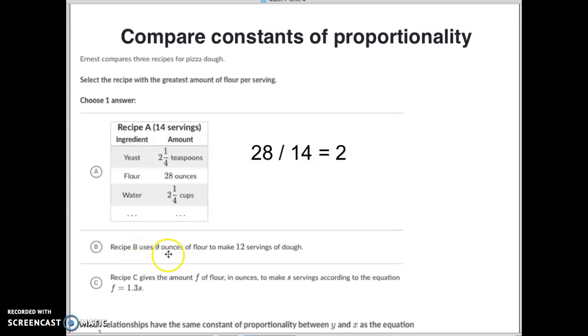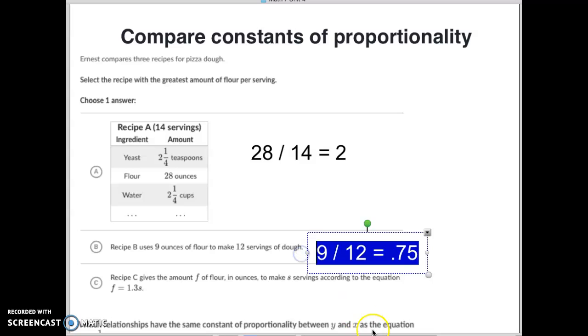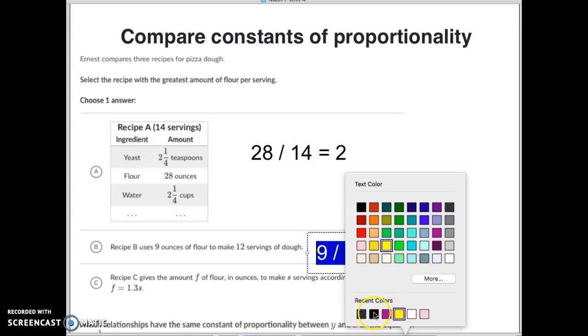Recipe B, 9 ounces of flour to make 12 servings. So we take 9 divided by 12. And that equals 0.75.